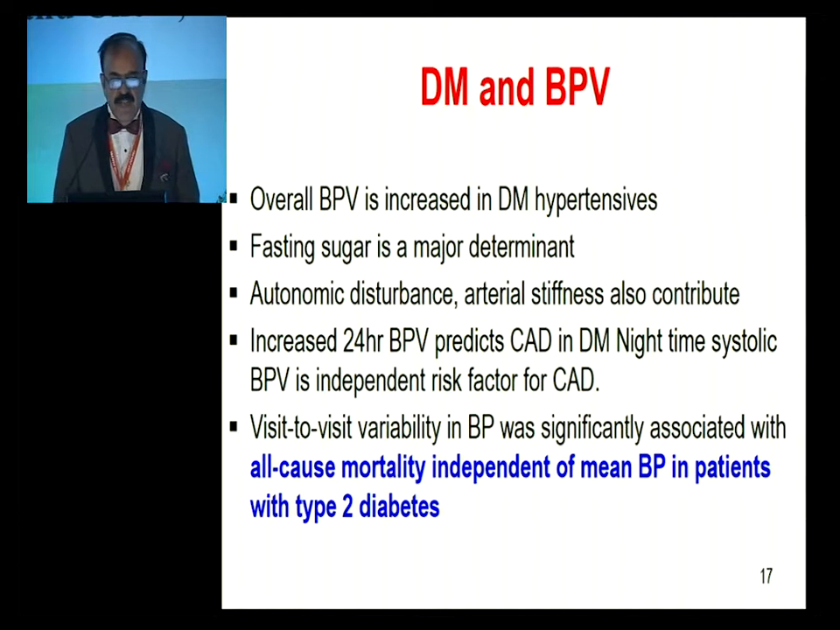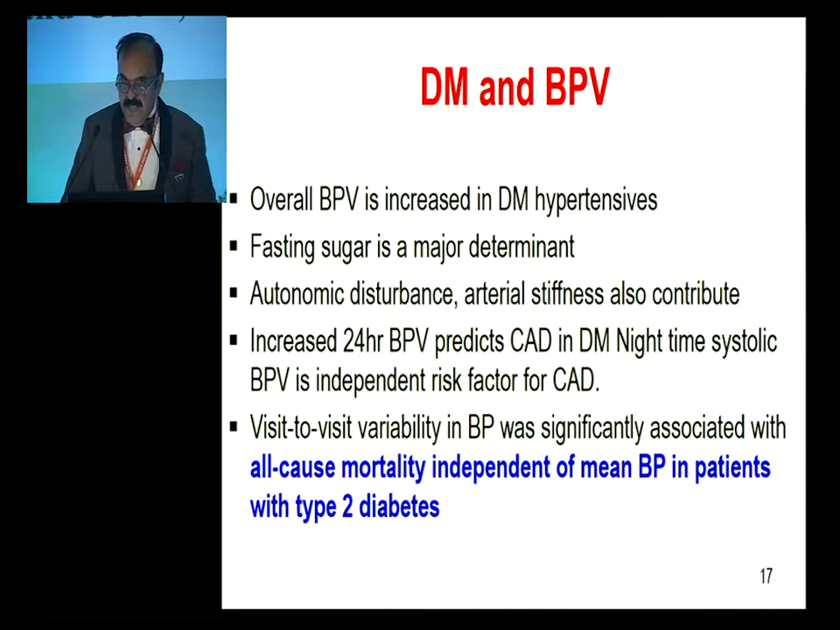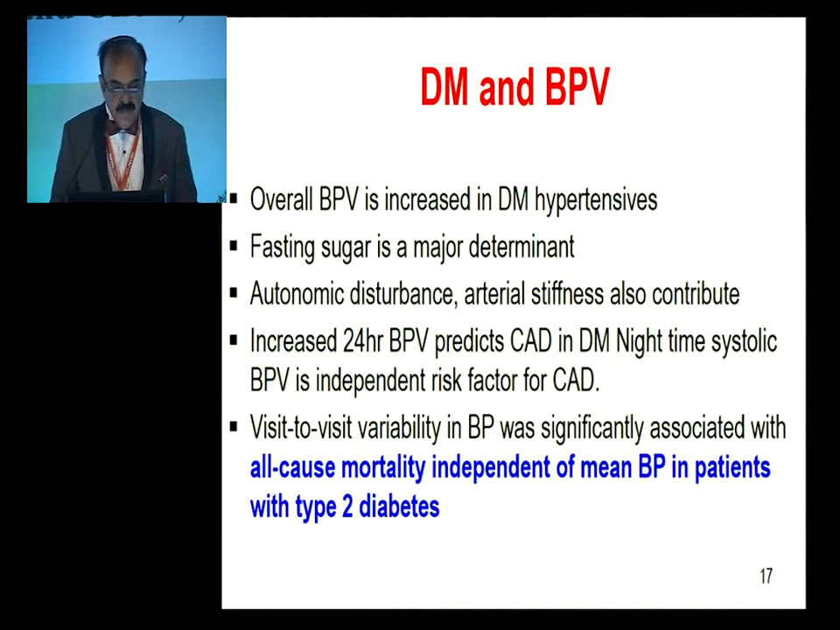Overall BP variability, again, there is a terminology called BP variability, just like glycemic variability. Blood pressure variability also is increased in diabetes, and fasting sugar is a major determinant. Autonomic disturbance and arterial stiffness also contribute. Increased 24-hour BP variability predicts coronary artery disease in diabetes. Nighttime systolic blood pressure variability is an independent risk factor of coronary artery disease. More than that, visit-to-visit variability also was significantly associated with all-cause mortality independent of mean BP in patients.